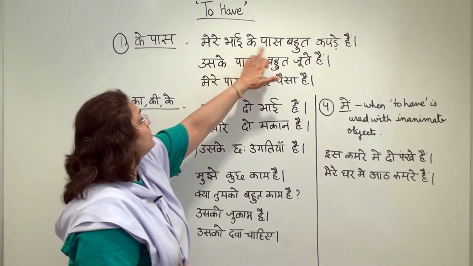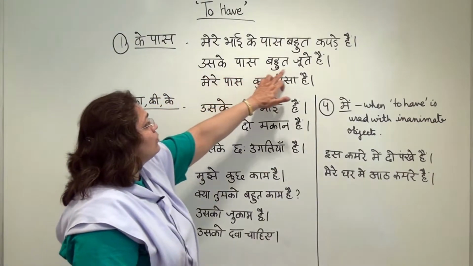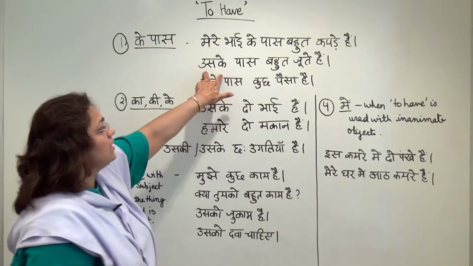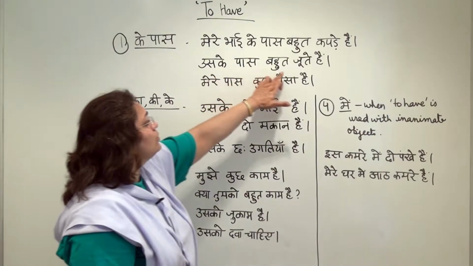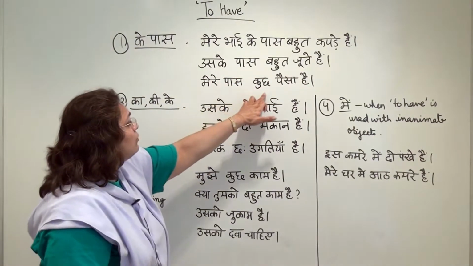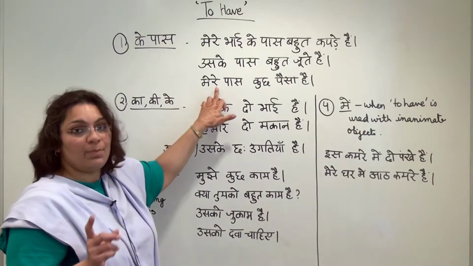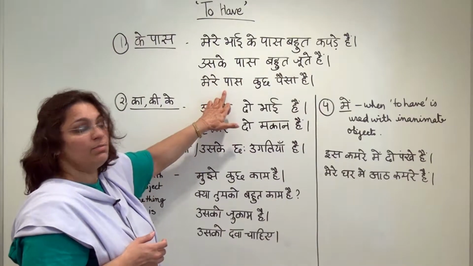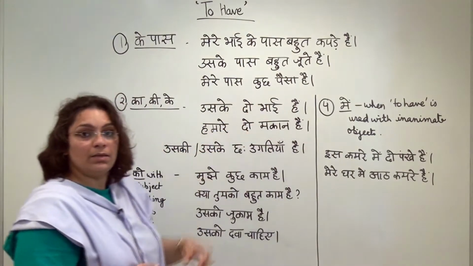So ke paas is used right after the subject. उसके पास बहुत जूते. Here these were 2 words and this is मेरे भाई, my brother, but here it is just his, so you add ke to the word us, right? So उसके पास बहुत जूते. He has many shoes. मेरे पास कुछ पैसा है. So you don't say मेरे के पास. मेरा becomes मेरे. You just don't use के पास, but this is what it means, right? So मेरे पास कुछ पैसा है. I have some money, right?